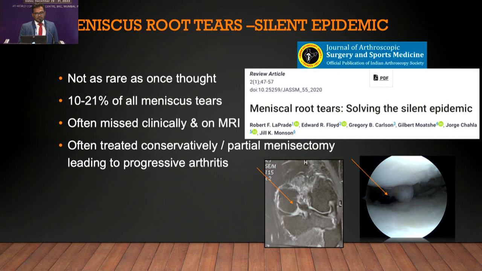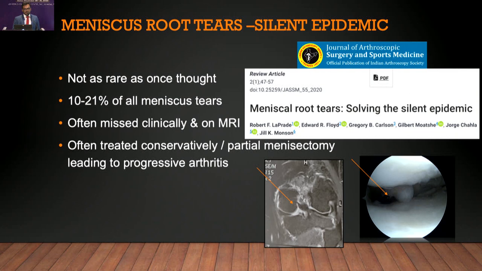It is not as rare as once we thought, and often these tears were treated conservatively or by partial meniscectomy, which eventually led to progressive arthritis. And 10 to 21% of all these meniscus tears are meniscus root tears, and they're often missed in the clinic as well as on the MRI.